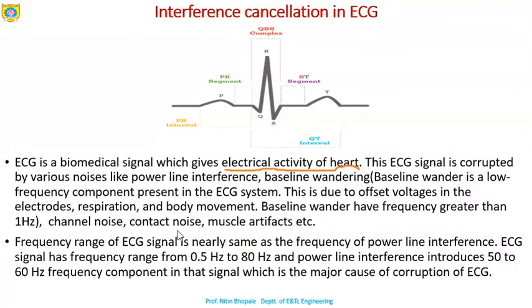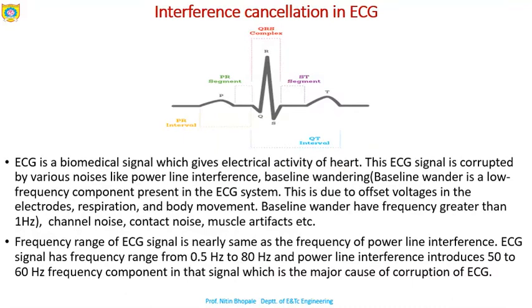Channel noise, contact noise, muscle artifacts, all these are some of the reasons when noise will be added, and it will corrupt the ECG. The frequency range of the ECG signal is nearly the same as the frequency of power line interference. The ECG signal has a frequency range of 0.5 to 80 Hz, and the power line interference is 50 to 60 Hz. So that's why these are in about the same range.